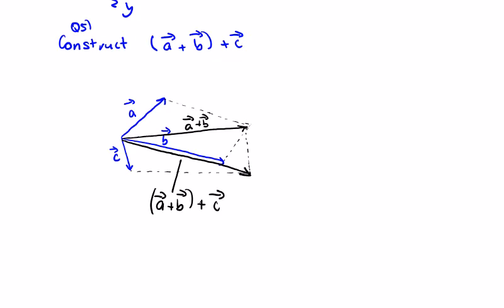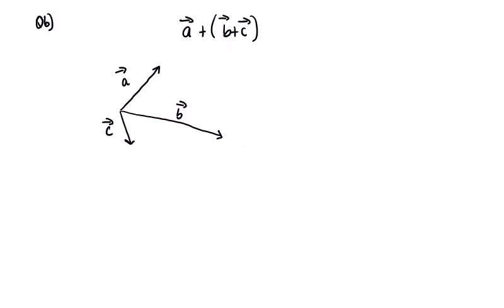So question 6 as well, very similar. It's the same vectors that were given, and now we're asked to find A plus B plus C initially. So from the tip of B, going down, from the tip of C, going across. So this is B plus C.